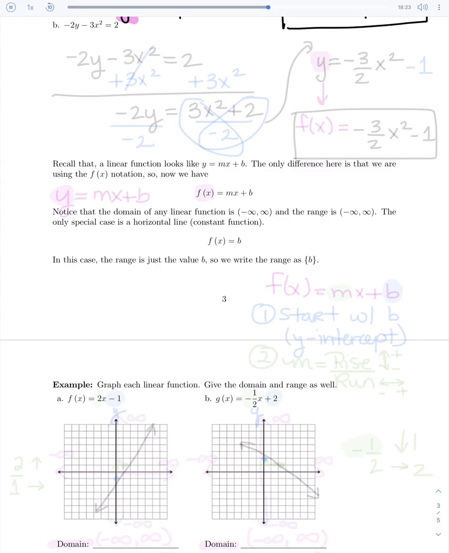Let's try one last problem. We've got negative 2y minus 3x squared equals 2. Let's solve this for y.